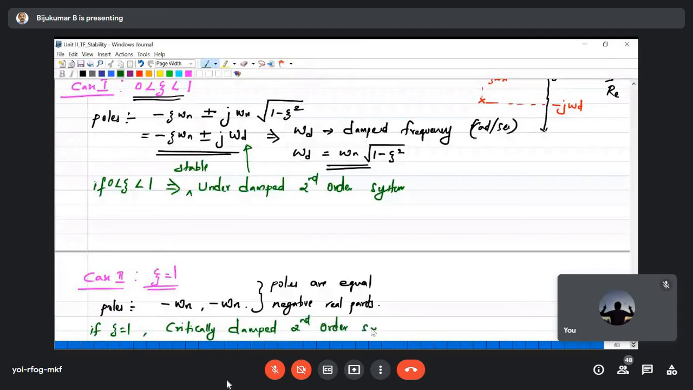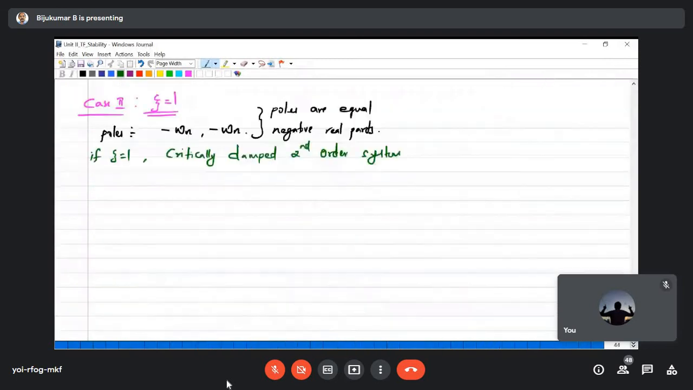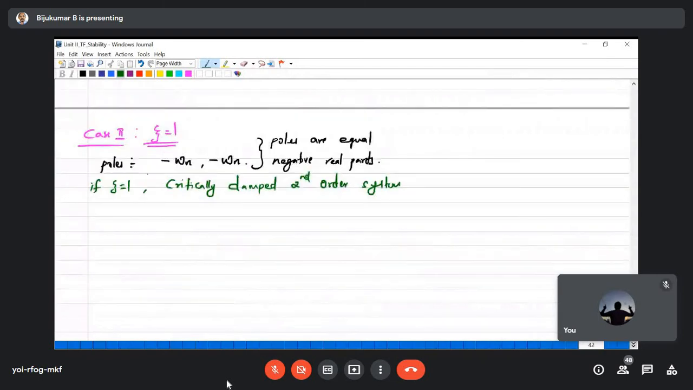So if zeta lies between 0 and 1, we can call it an underdamped second order system. If zeta is exactly 1, we can call it a critically damped system, and it is also greater than 0. So we can call it a stable critically damped second order system.